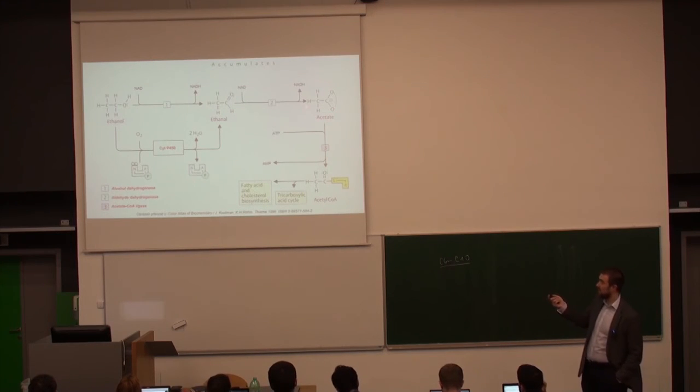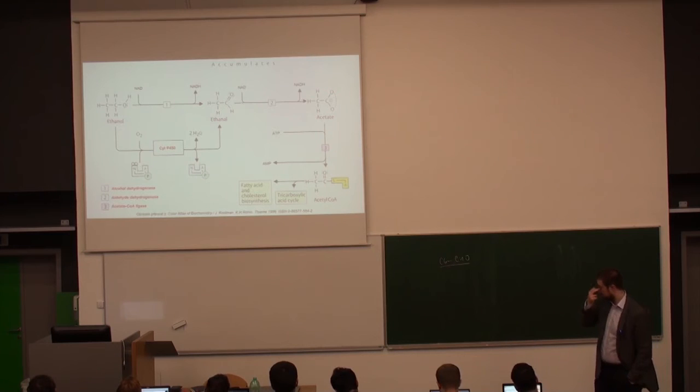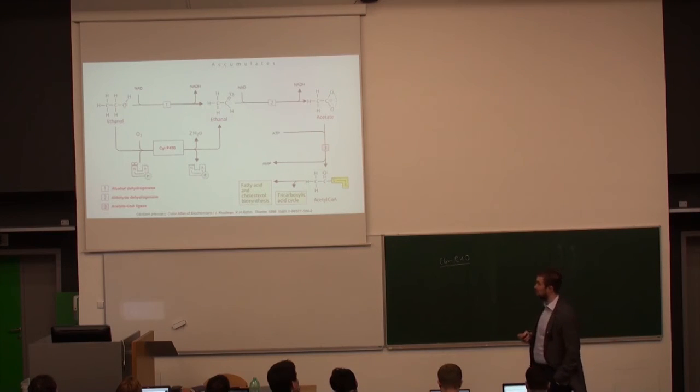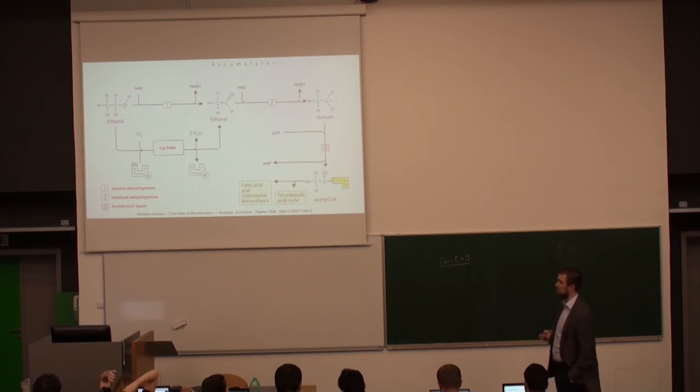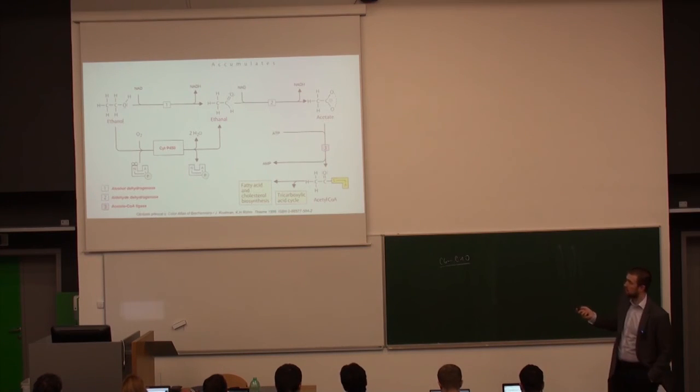And then, since here you have acetate, the easiest thing that you can do is to bind coenzyme A to it, and you will form acetyl-CoA. The enzyme is called acetate or acetyl-CoA ligase. That means the enzyme that forms the acetyl-CoA, and you of course have to pay for it by ATP.